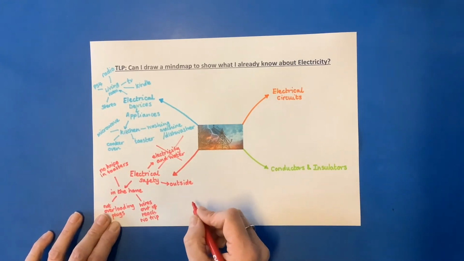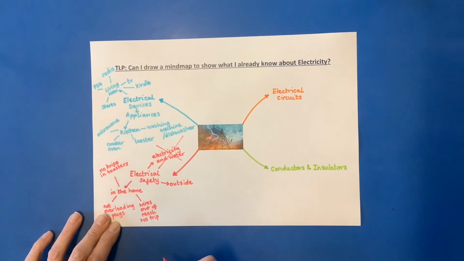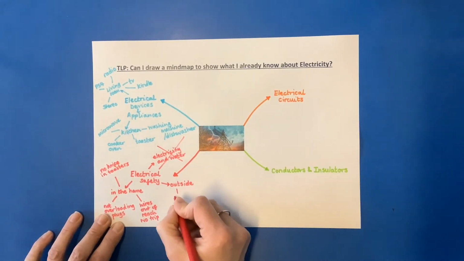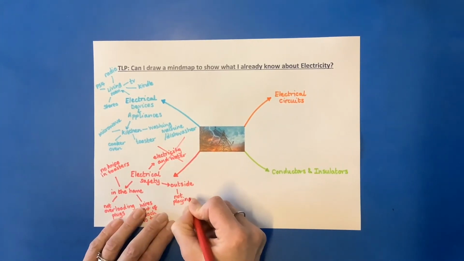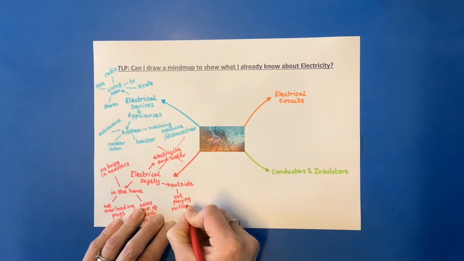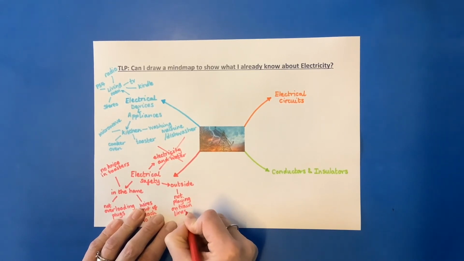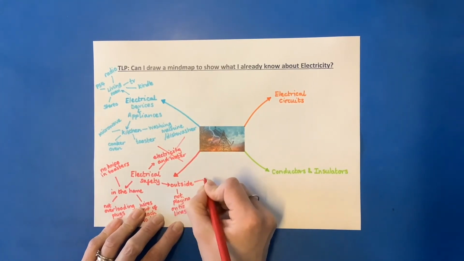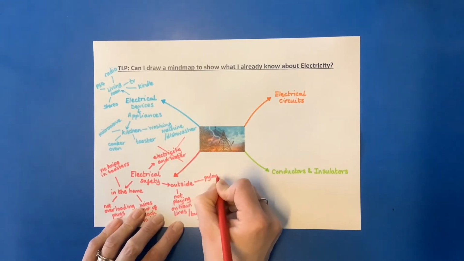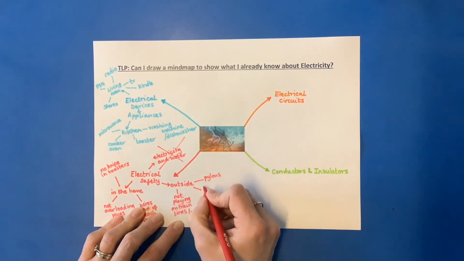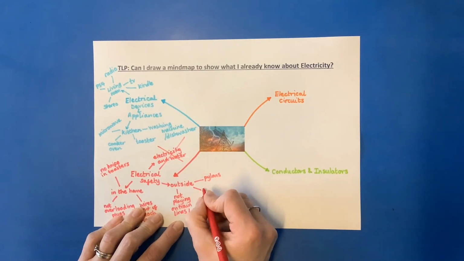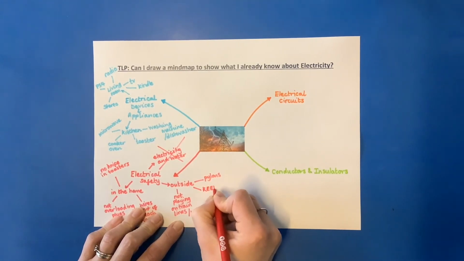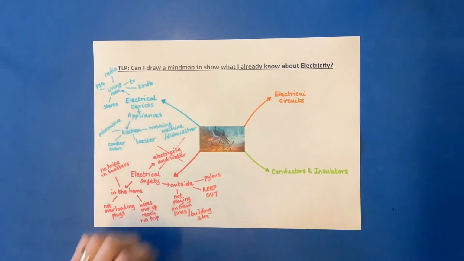Okay, so outside, you might need to think about when you're out and about. So things like not playing on train lines or building sites. Keeping away from pylons. If it says keep out, not going anywhere near these dangerous areas.